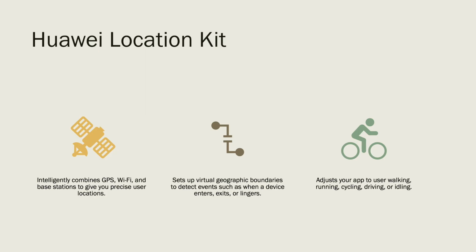Location Kit intelligently combines GPS, Wi-Fi, and base stations to give you precise user locations. It sets up virtual geographic boundaries to detect events, such as when a device enters, exits, or lingers. It also adjusts your app to user walking, running, cycling, driving, or idling.